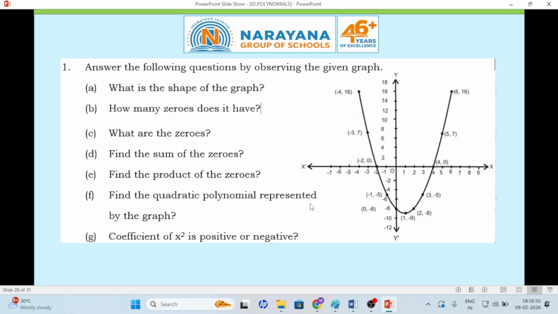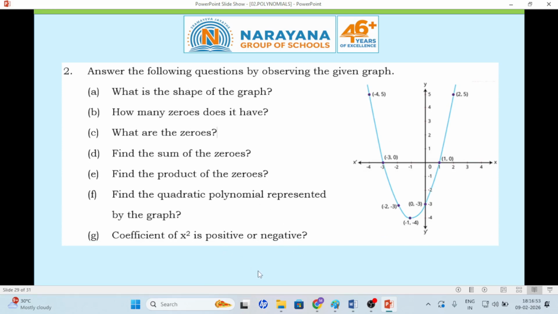Find the quadratic polynomial represented by the graph: take alpha as minus 2 and beta as 4 and substitute in that polynomial. Then what is the coefficient of x square, positive or negative? Since it opens upwards, it is positive. If it opens downwards, it is negative.